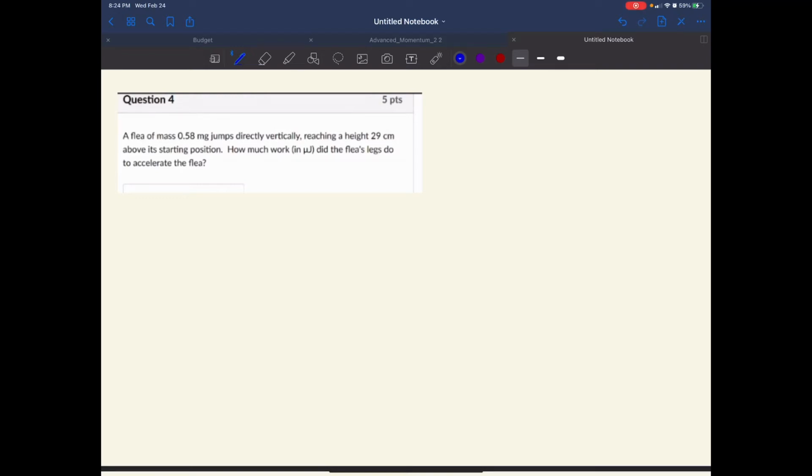Okay, so a flea with mass 0.58 milligrams jumps directly vertically, reaching a height of 29 centimeters. How much work in microjoules do the flea's legs do to accelerate the flea?